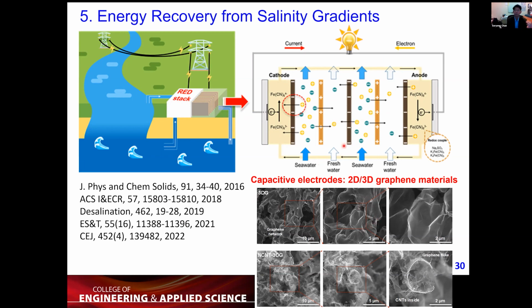Then we increase the performance and reduce the undesirable periodic reaction to prevent the scaling or fouling of electrodes. So we fabricate carbon nanotubes, and we fabricate two-dimensional, three-dimensional graphene materials, and we are using those materials for this LED technology to harvest energy from salinity gradients. So if you're interested, please check this publication.